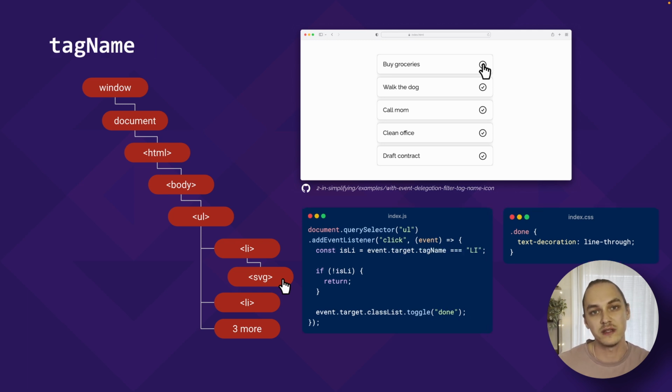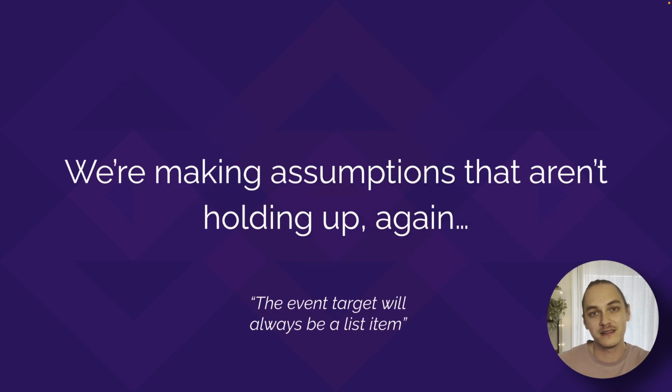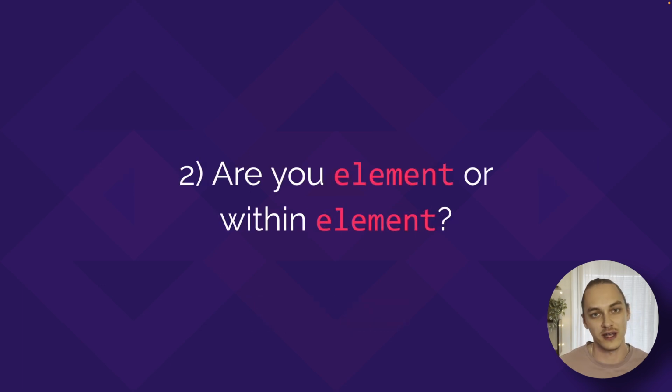Another way of implementing this kind of questioning or interrogation is by looking at the tag name property on the target. This is functionally identical, and so it carries with it the same level of limitations. We're making assumptions that are not holding up again, and the issue is that we're once again making the same assumption of the event target always being a list item. And so we need a new way of interrogating the target.